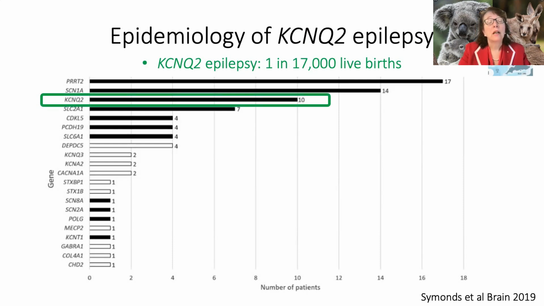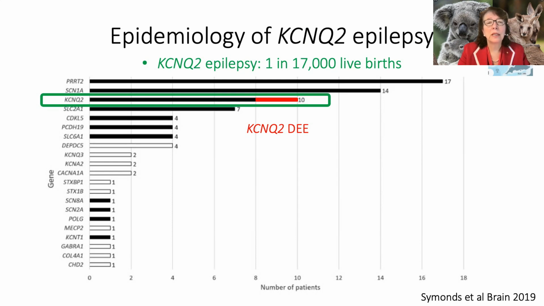And they found that KCNQ2 had an incidence of 1 in 17,000 live births. So that starts to give us a handle on the frequency of this gene from an epidemiological perspective. Now, of those cases, most of them had the benign familial or non-familial neonatal seizures, and only 2 out of the 10 were the developmental and epileptic encephalopathy.